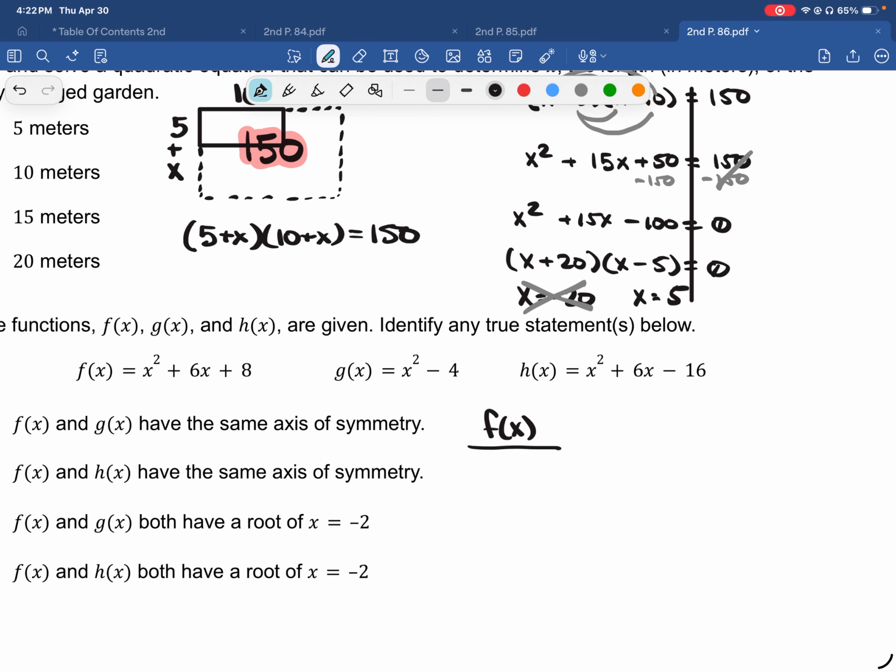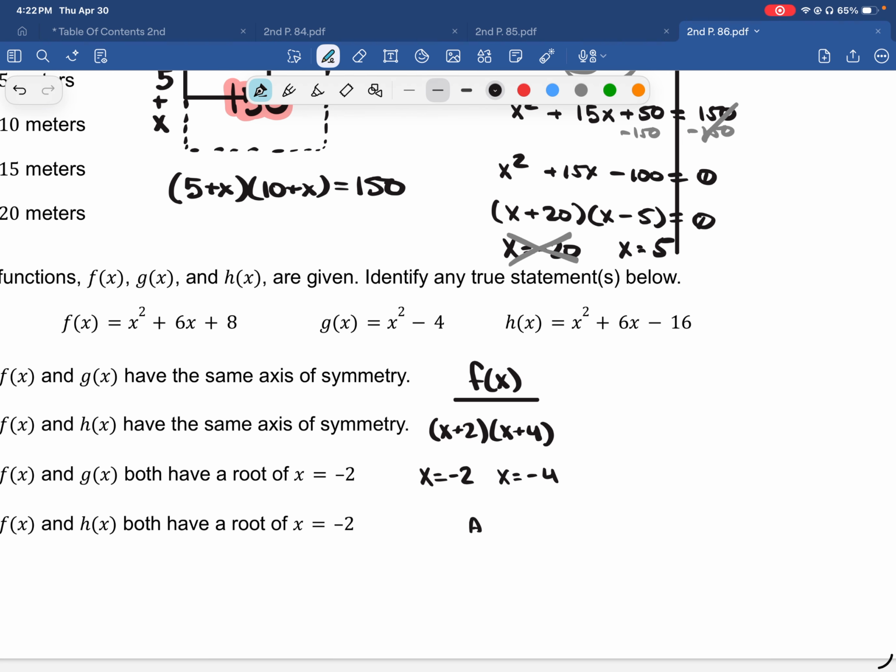F of x. Its factors are x plus 2 and x plus 4, because 2 times 4 is 8, and 2 plus 4 is 6. A factor of x plus 2 gives me a solution of negative 2. A factor of x plus 4 gives me a solution of negative 4. The axis of symmetry is just the number in the dead center of negative 2 and negative 4, which will be negative 3.